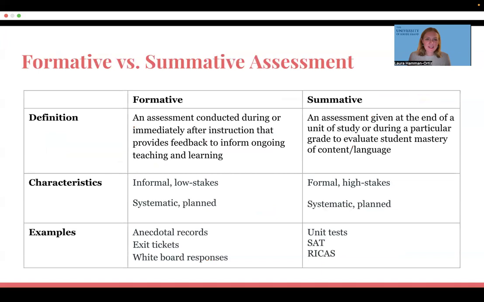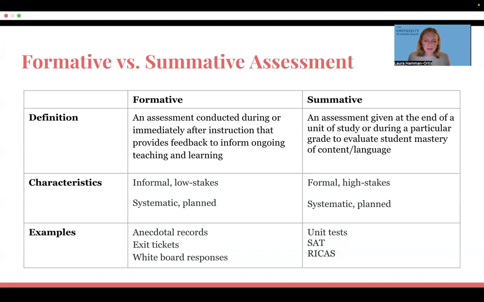And here I've summarized some of these ideas in a chart just to make it straightforward. So we have pre-assessment, and then kind of these two large buckets of assessment. Formative assessment, which is being conducted during or immediately after instruction. It's that ongoing feedback to inform teaching and learning. Tends to be informal and low stakes, but is systematic and planned. So it is something you're thinking about as you go into a lesson. What data will I be collecting, or what information will I be collecting to inform my understanding of what the student can do and to inform my teaching.